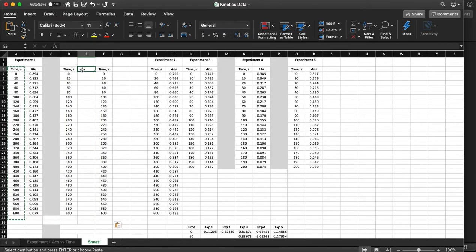And for my second plot, instead of having absorbance, I want actually the natural log of absorbance. So I'm going to label it just like that for now. And the last one, I want 1 over the absorbance.